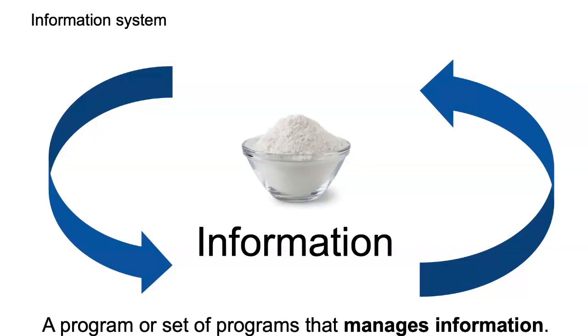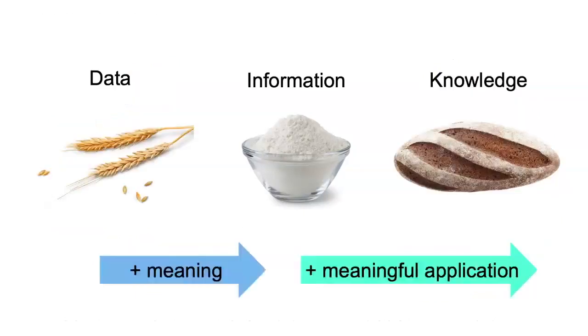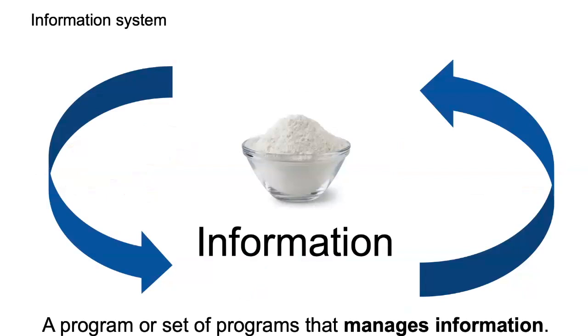They have existed for centuries, and the libraries maybe did it on paper before, but they have this inventory of the books they have, right? That is also an information system, right? But the modern information systems are actually computerized. So it's a program or a set of programs that manages information, right? So now we know what data is, what information is, and what an information system is.